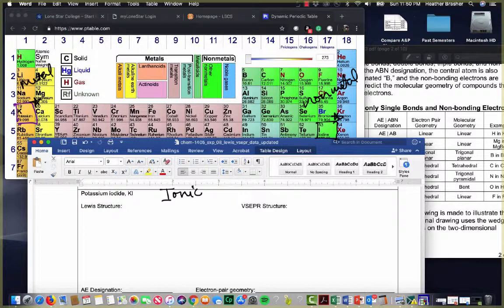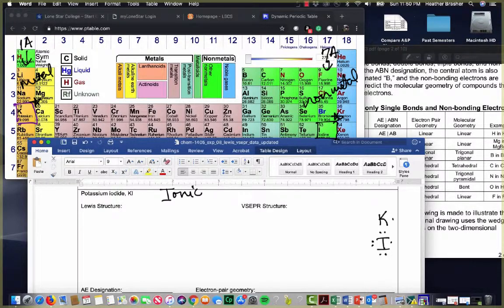And so with this guy, we're going to do again our Lewis dot structure. So potassium has 1, iodine has 7. And how do I know this again? This is our 1A and it goes down from there, so that's 1. This guy is our 7A and goes down there as 7.